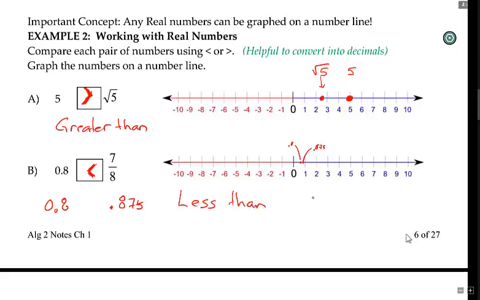Now, I know less than symbols sometimes can be hard to remember, so I want you to think it looks like an L. It points left, and it's less than. So all of those ideas are a helpful way to remember what the less than symbol is.